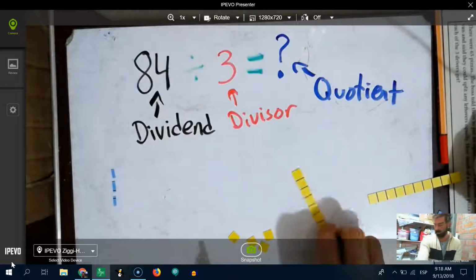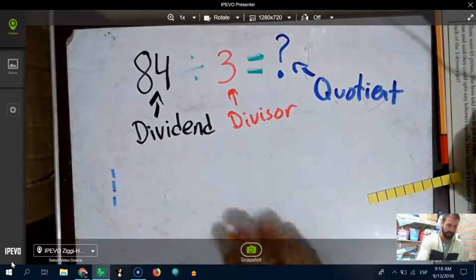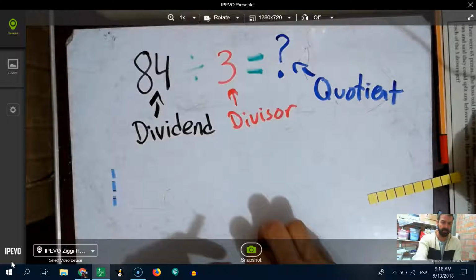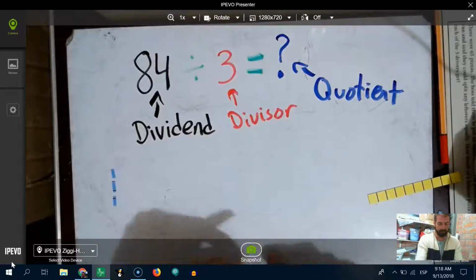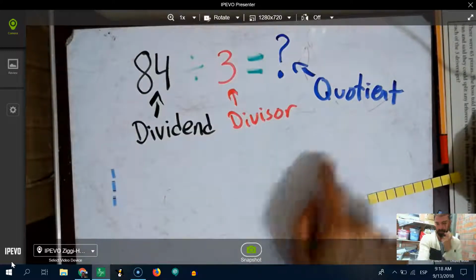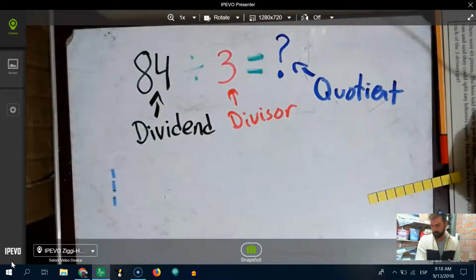And I need to see if I can divide it equally. That's division. It's putting things into equal groups. And if we have things left over, that's when we bring in another vocabulary word, the remainder. We'll see if we have a remainder on this one. So we want to break this apart and divide them equally.